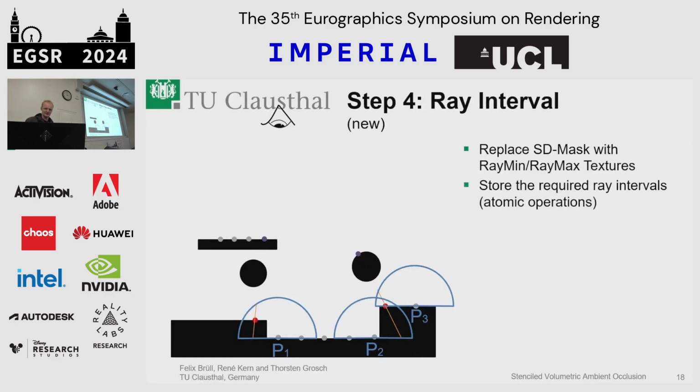So what we can do is during the first ambient occlusion pass, we can just write these starts of the intervals where we want to start the ray and where we want to end the ray into a separate texture. And in case there are multiple overlapping instances, we just use atomic operations, so an atomic min and an atomic max operation, to store these intervals in a reliable way.